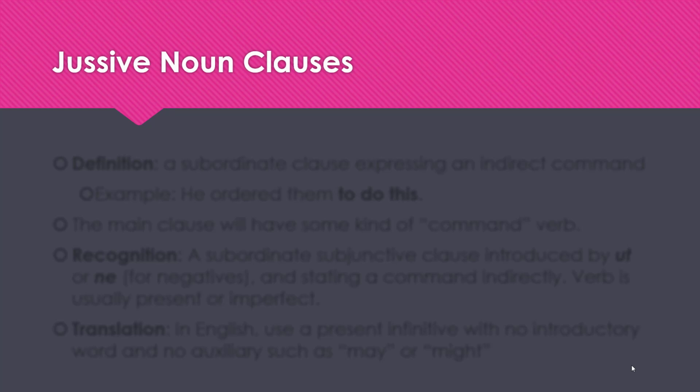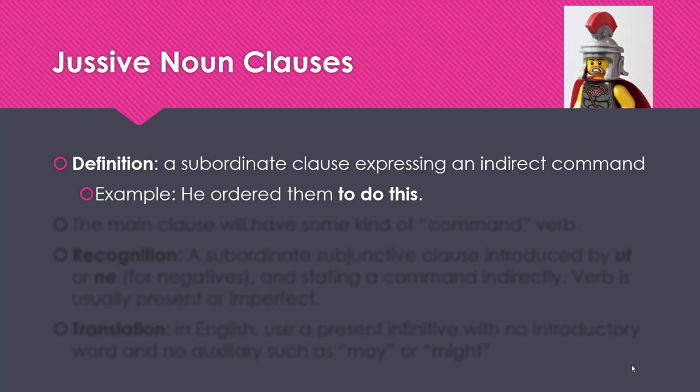So jussive noun clauses. Okay, what is a jussive noun clause? It's a subordinate clause that expresses an indirect command. So we already had indirect commands. This is just another use and another way of expressing a command, and we could say something like, he ordered them to do this, and that "to do this" could be a jussive noun clause.